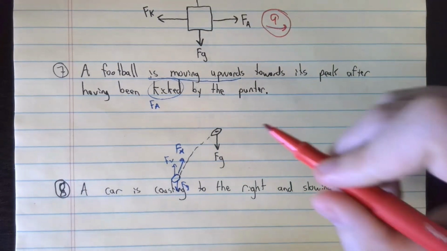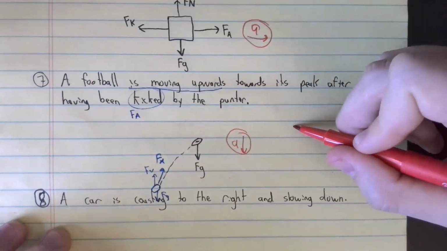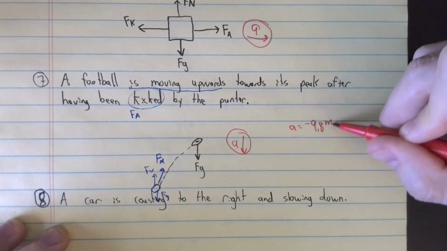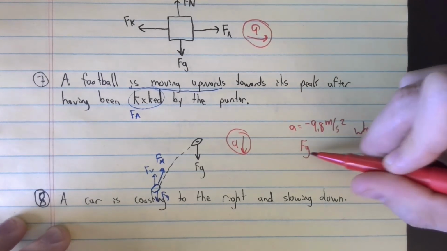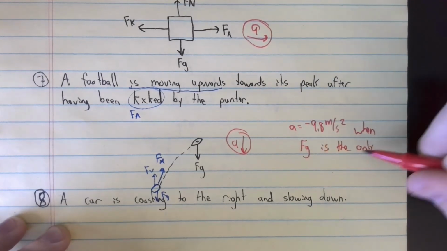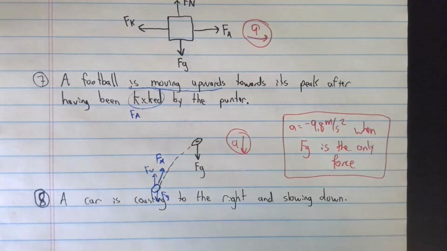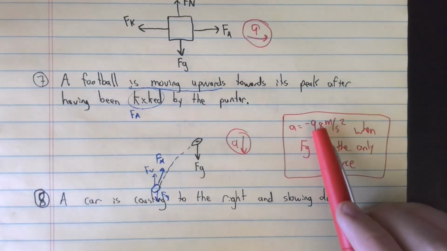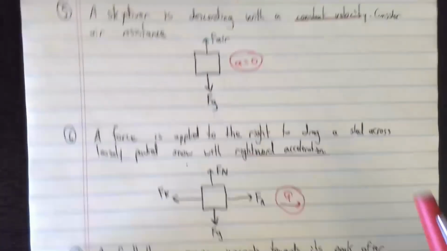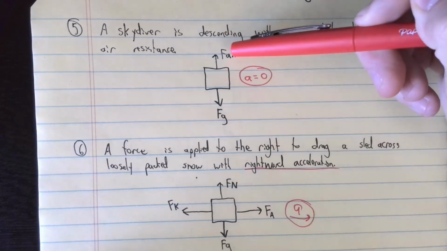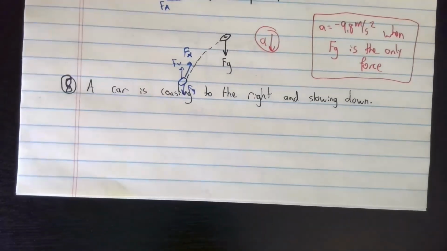Once again, we have a downward acceleration of negative 9.8 meters per second squared. So just to hit that home, a is negative 9.8 meters per second squared when Fg is the only force. That's our new definition for negative 9.8 because we didn't learn about forces when we learned about negative 9.8. So try to remember that. A is only negative 9.8 when Fg is our only force. Back here with the skydiver, since there's air resistance, we can't consider negative 9.8.